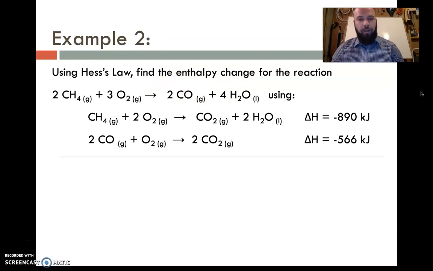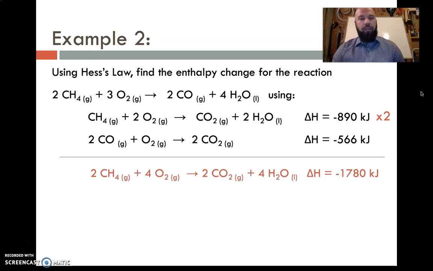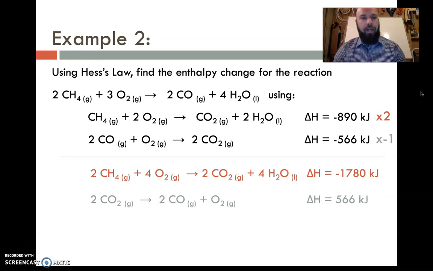So the first step here, I would say, is you note that you need 2 moles of methane in your final reaction, so let's multiply that first reaction by 2 so that our methane has the right coefficient in front of that reactant. And then the next step in this case is, since carbon monoxide is a product in our target equation, but a reactant in our second equation here, we're going to flip the equation so that we have the reverse, so that we have carbon dioxide breaking down into carbon monoxide and oxygen gas.